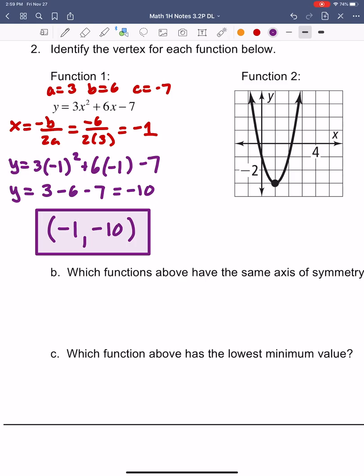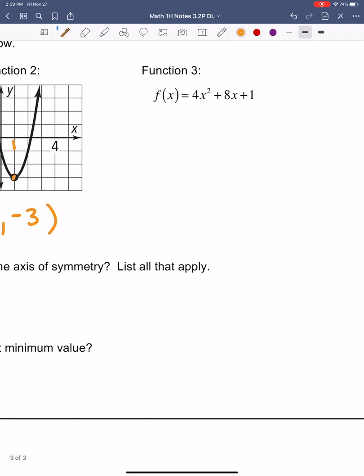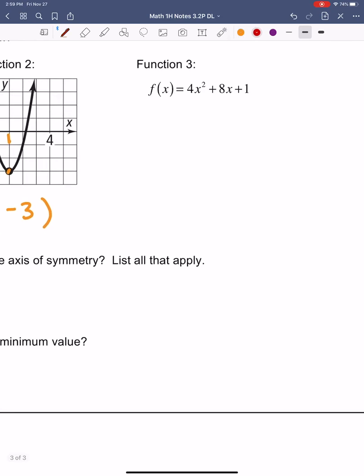All right, sliding over here. Function 2, they just give me a picture, so I can just pick off the vertex, which is right there, and that looks like it's at 1, negative 3. So that's at 1, negative 3, so not much work there. And then we slide over to the last one, and it says we've got a, b, and c. I can start by finding the axis of symmetry, negative b, which is negative 8, over 2a, that's 2 times 4. That's negative 8 over 8, which is negative 1.